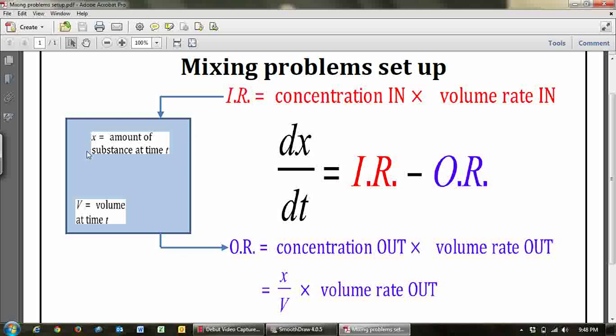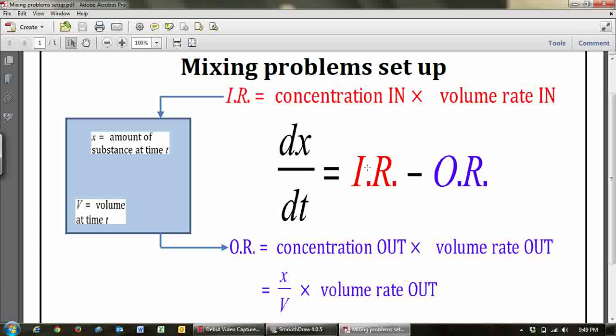So if X is the amount of substance in there at the moment in time, so the amount of salt or sugar or whatever, X is the amount of that substance in there, and V is the volume of the solution in the tank at time t. Your input rate, your rate coming in, is equal to the concentration of whatever you've got in, times your volume rate going in. Your output rate is equal to the concentration going out multiplied by the volume rate going out. I'll come to this bit later.